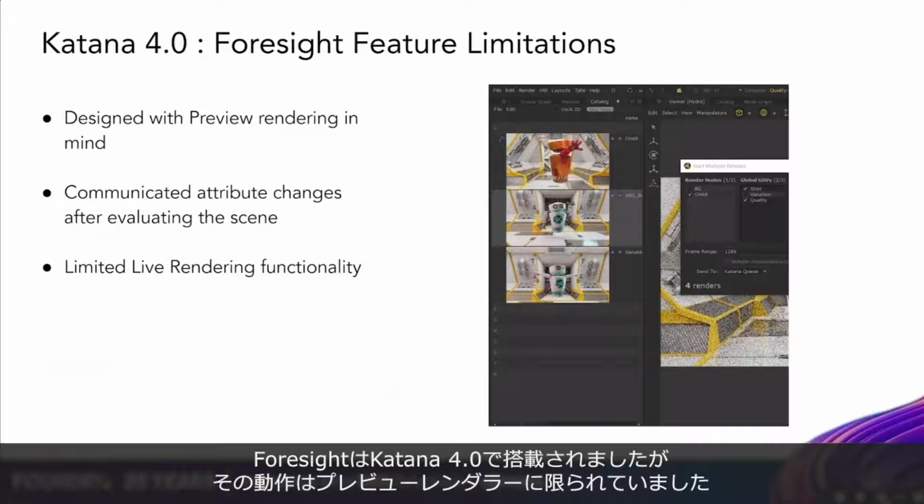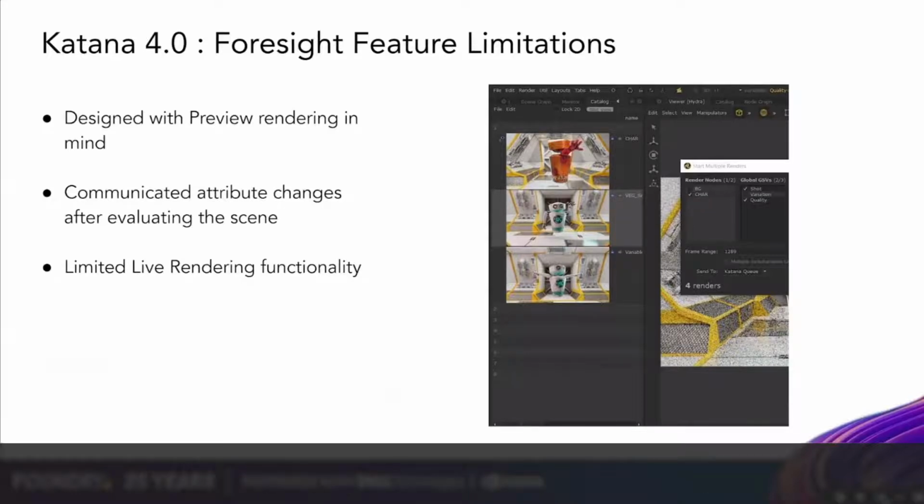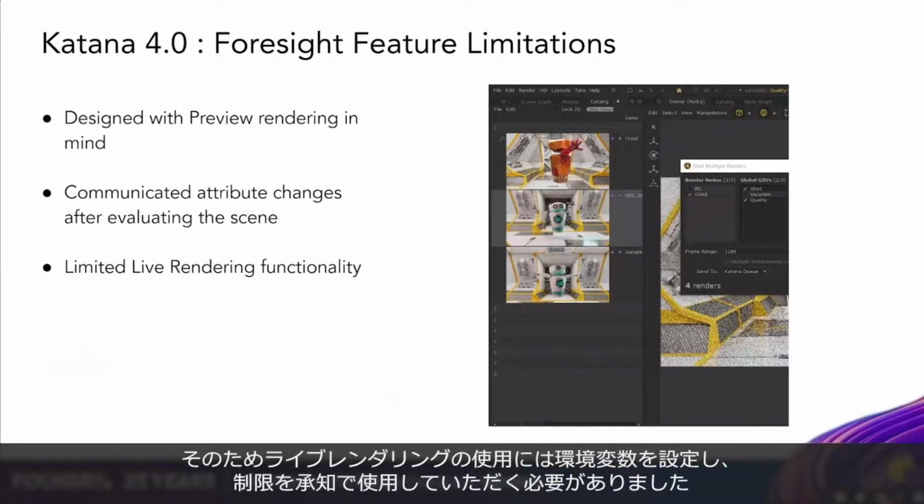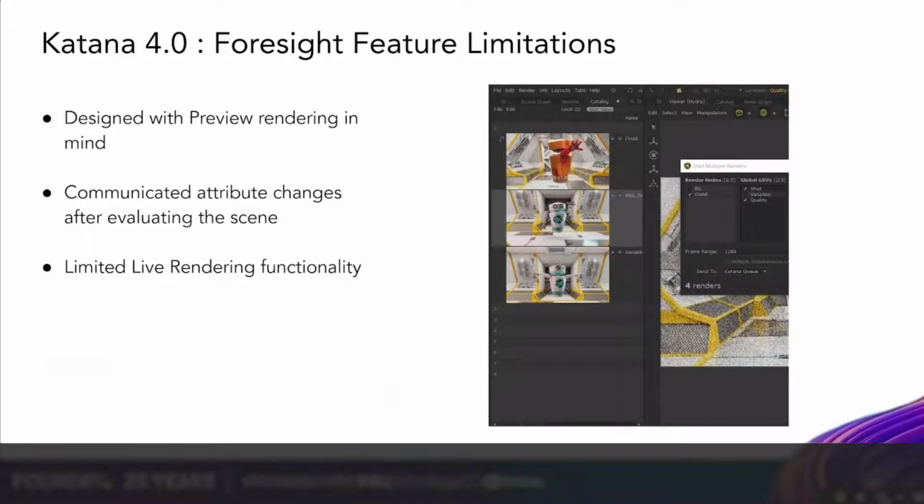But Foresight, as it shipped in Katana 4.0, was designed with preview rendering in mind, and this was down to the way the underlying architecture works. We did ship with the ability to use it with live rendering, but because what was communicated through the live rendering system was just attribute changes, certain evaluations could result in an inaccurate picture. That's why we had live rendering through Foresight behind an environment variable and a warning about its limitations.